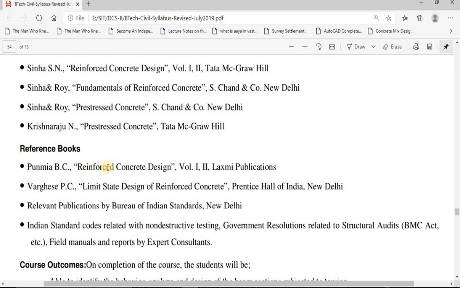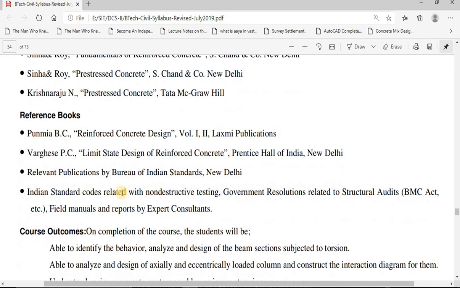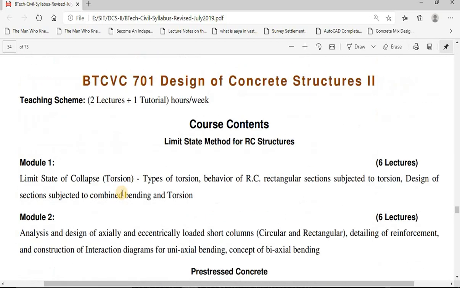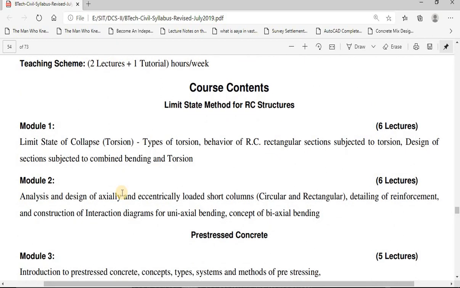You can also refer to B.C. Punmia, Reinforced Concrete Design, Volumes 1 and 2, Laxmi Publications, and Varghese P.C., Limit State Design of Reinforced Concrete, New Delhi Publications. All the Indian Standard codes you can also refer to. So this is briefly about the syllabus.